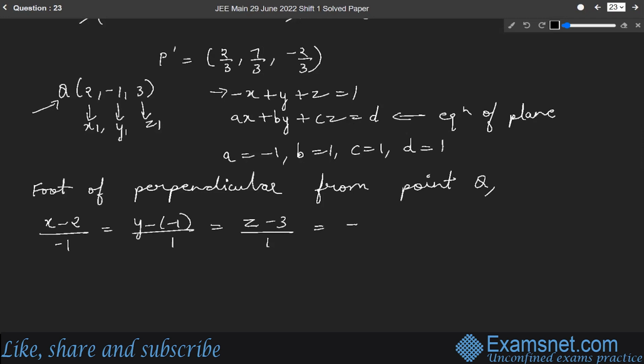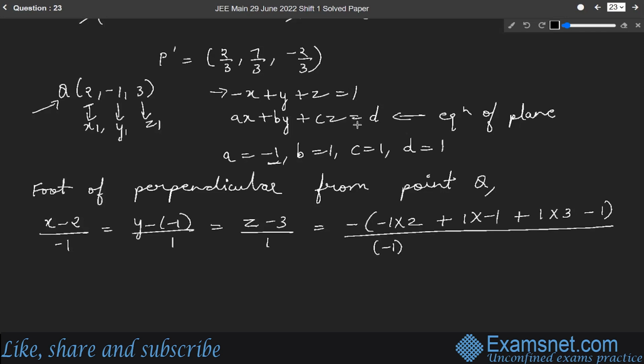It is equal to minus of ax1. Ax1 means a into x1, right? What is a? Minus 1, into 2, because x1 is 2, plus b into y1. b is 1 and y1 is minus 1, plus cz1. c is 1 and z1 is 3. Minus d. d is 1, divided by a square plus b square plus c square.